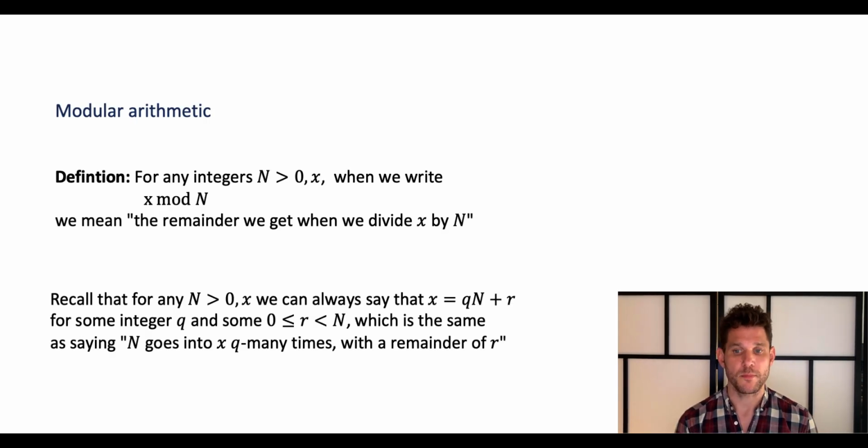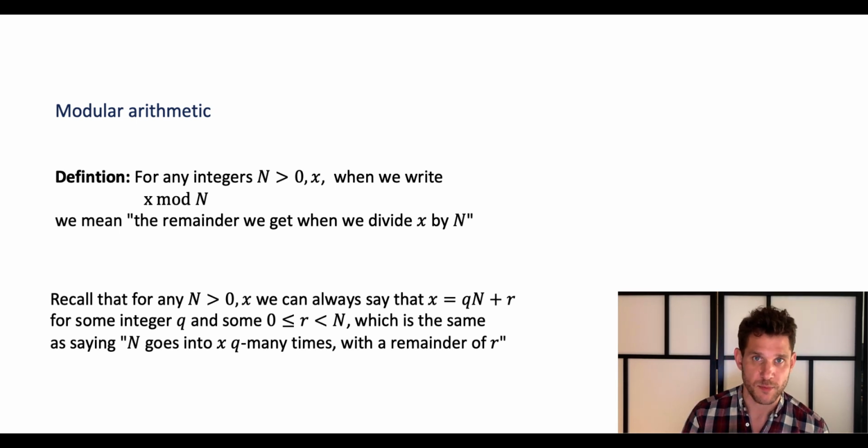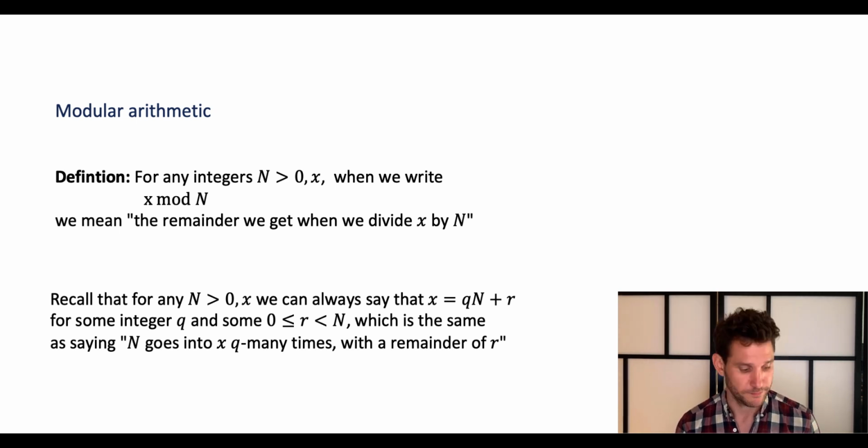So if you recall from grade school or high school, for any n bigger than 0, you can always take an integer x and write it as some integer multiple of n plus some remainder r. And that's where the remainder r is a number from 0 to n minus 1. And that can be done uniquely for any integer x and positive integer n. You can always write x as some multiple of n plus a remainder r. Right? So we might say, for example, that n goes into x q many times with a remainder of r.